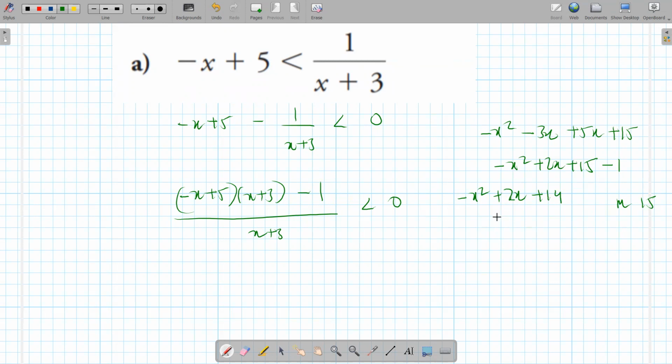Can we factor that? Doesn't look like it, right? Only 7 and 2 multiply to 14. All right, so I guess that's it for this one. I'm just going to replace this with what it came out to be: minus x squared plus 2x plus 14. Now what do we do?